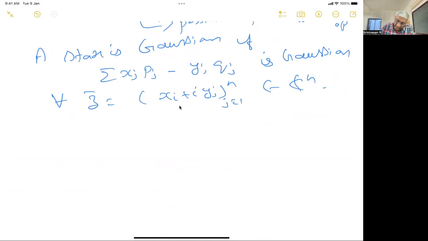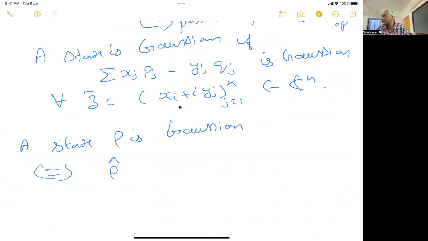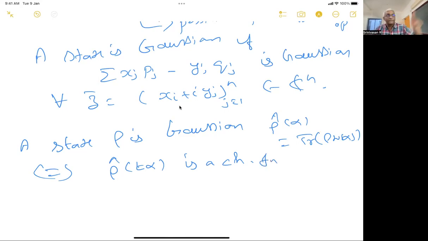So your state is maybe a proposition, whatever the fact. Your state rho is Gaussian. This is equivalent to saying we have defined the rho hat, using W of alpha and trace: rho hat of alpha equal to trace of rho W of alpha. We have defined this rho hat, and this rho hat of t alpha is the characteristic function, the classical characteristic function.